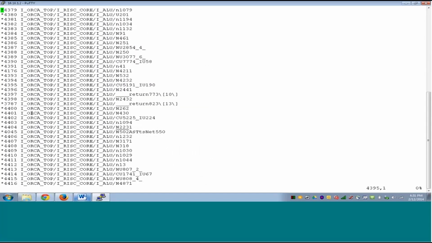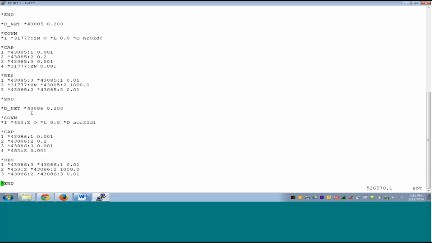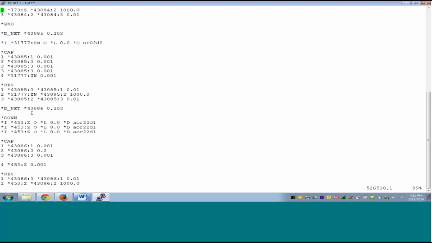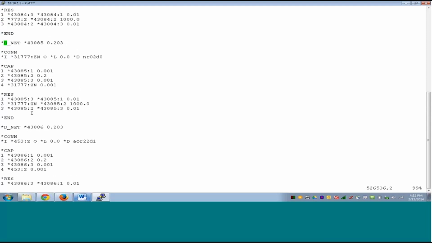Now let's go further. There is a cap section. This is a net. The section is a D net, and it's connected from something I to something Zn. This is the way it shows the connection. For this particular net, it will show the segments.